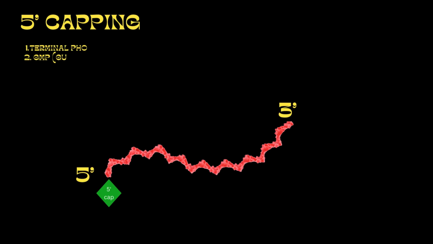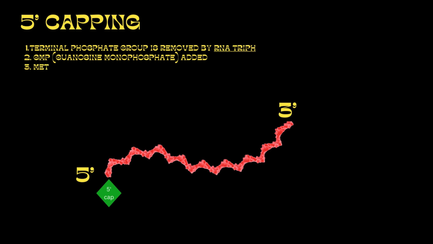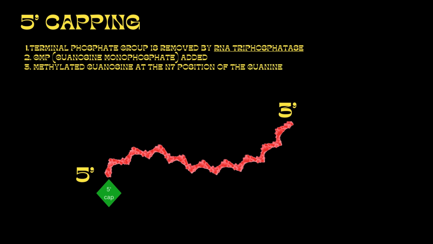The 5' cap is a special structure added to the beginning of the RNA in our cells. It's like a protective helmet for the RNA. Here's how it's made. First, an enzyme removes a phosphate group from the very beginning of the new RNA. Then, another enzyme adds a molecule called GMP to this spot. Finally, a third enzyme adds a special chemical group to make what scientists call a methylated guanosine. This cap is super important. It helps protect the RNA from being destroyed too quickly and helps the cell read the RNA to make proteins.